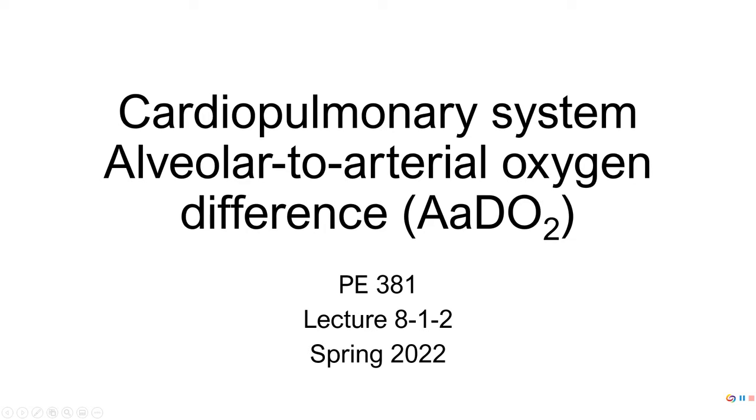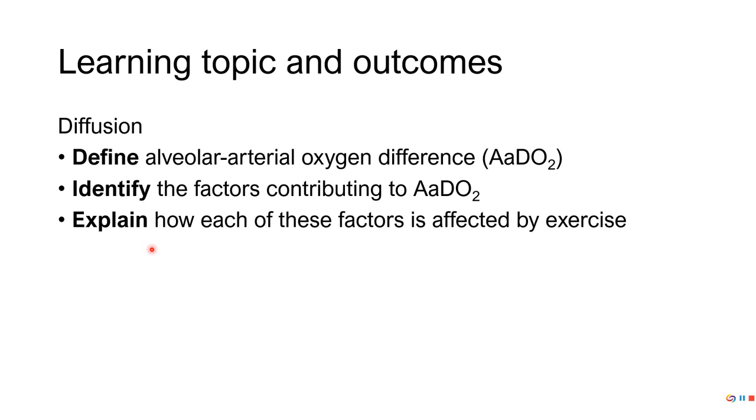Okay, so we're going to talk about something new. We're going to talk about the alveolar to arterial oxygen difference. I mentioned that in the previous lecture, but didn't really go into a lot of detail. So here are the things. I want you to define it. I want you to identify the factors and explain how exercise will affect these factors.